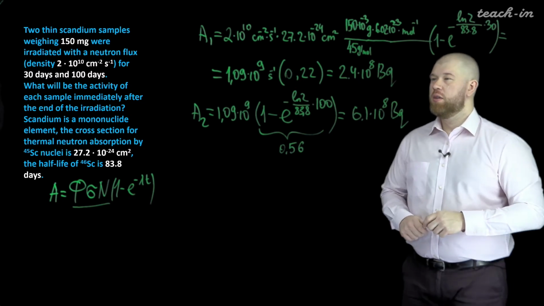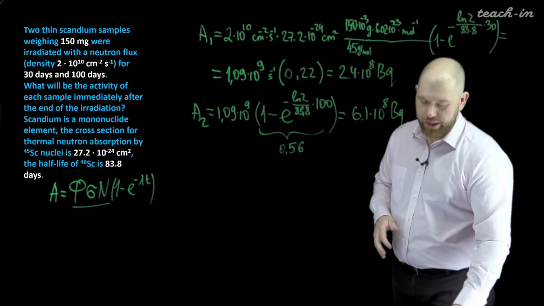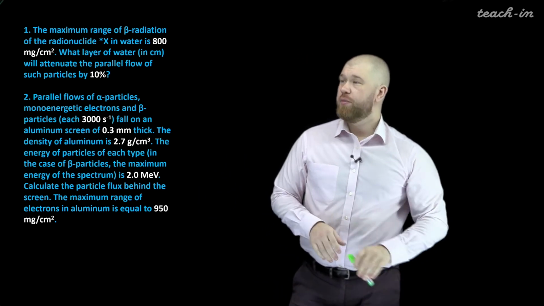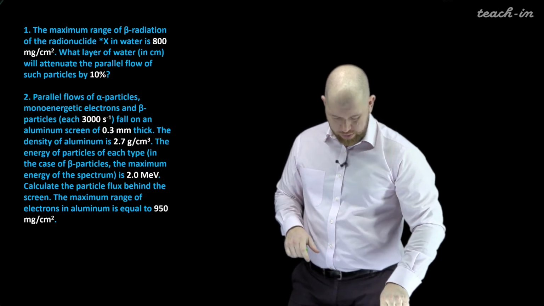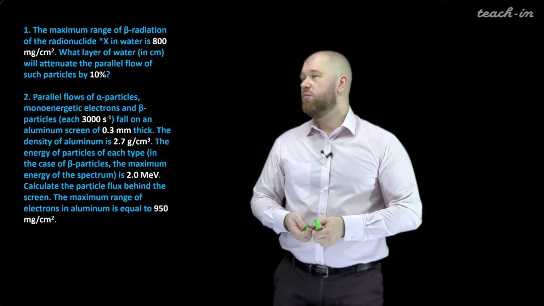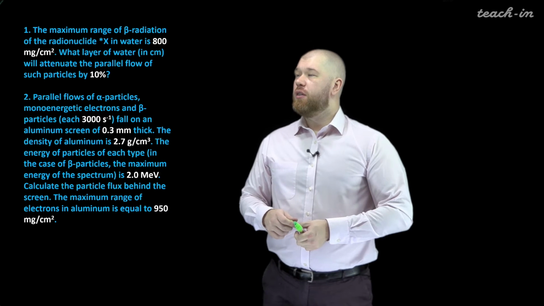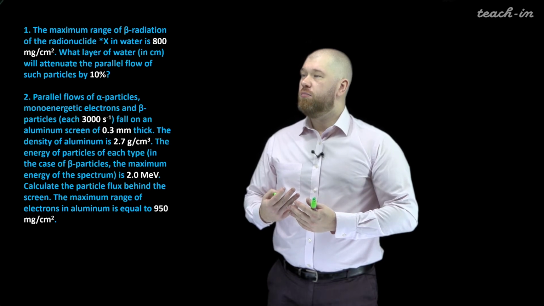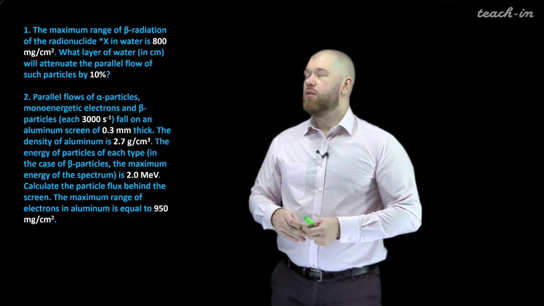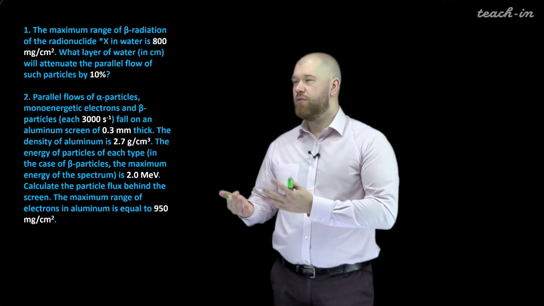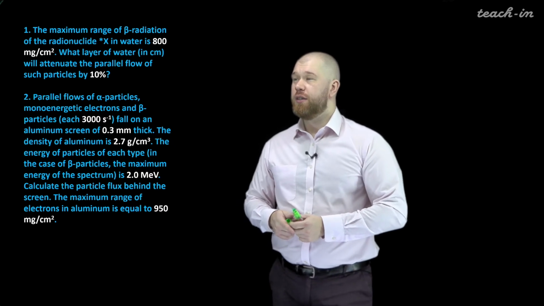Okay, so again it was a rather simple task. Let's go to the next one. There are two tasks, but they're very close to each other. We will start with the first one. We know the maximum range of beta radiation from one of the radionuclides, and we have to calculate what layer of water will be needed to decrease the parallel flow of beta particles by 10%.